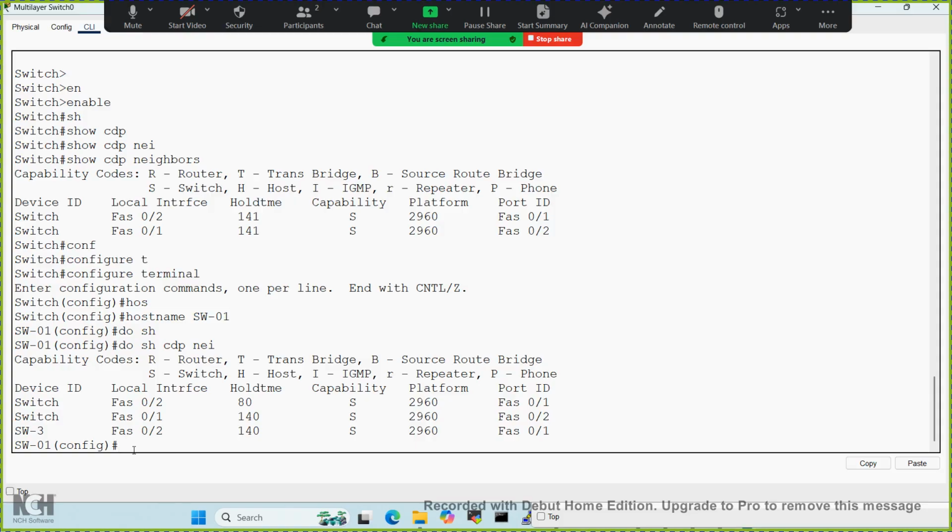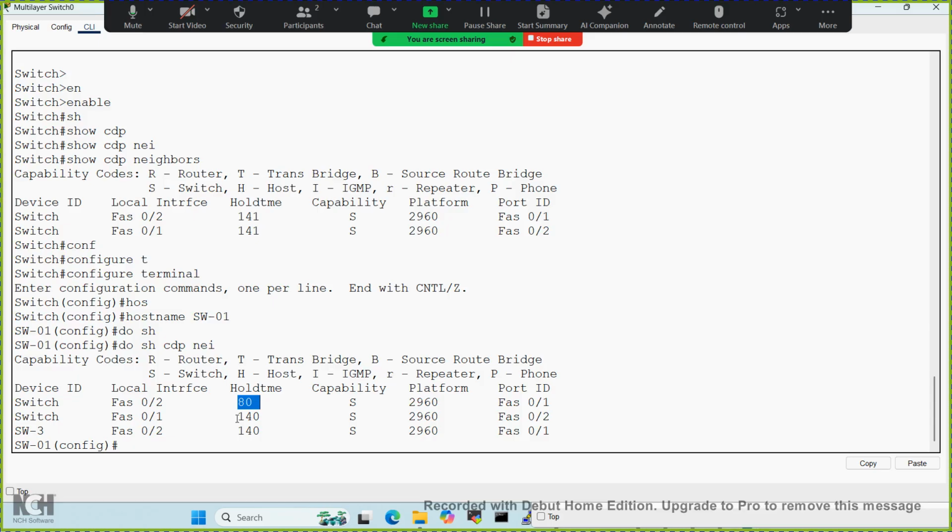Is this in seconds or in minutes? Yeah, it is seconds. Okay, 80 seconds, 140 seconds. By default there is a hold time, and there are two times here.